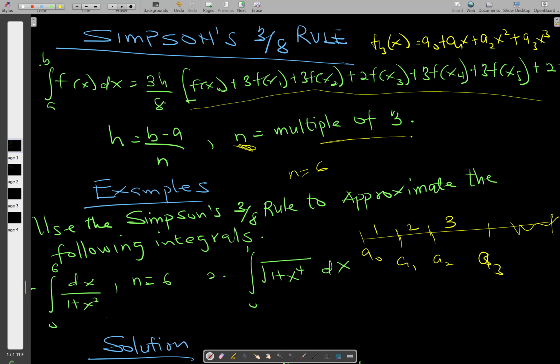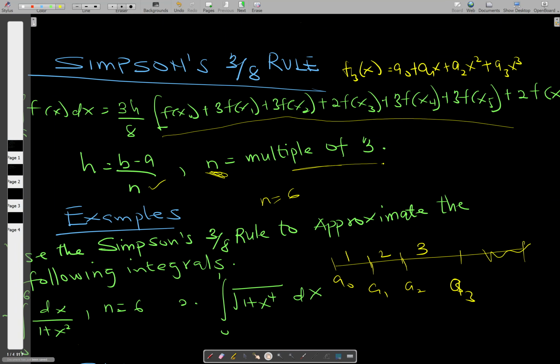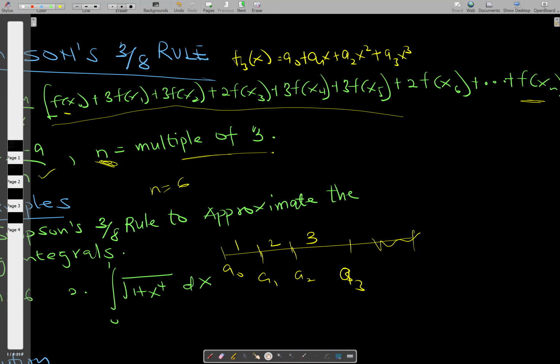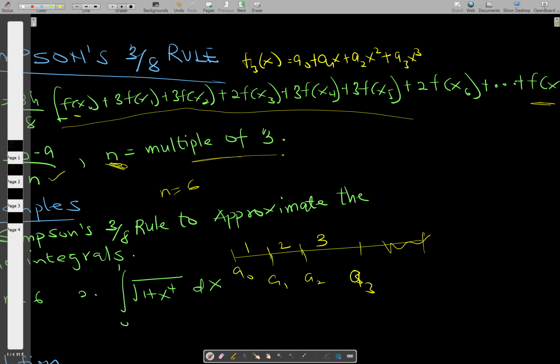Okay, so 3 over 8 times h. h is the step size, and is given by b minus a divided by n. Okay, so that will be 3/8 times h multiplied by the first term, okay, up to the last term, f of x n. But the middle terms follow a certain pattern. Let's check it out. You see, we have the middle terms start from here up to here, that is f of x n minus 1.